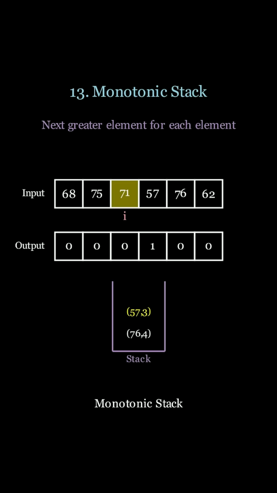Now I go to 71. 57 is smaller than 71, so I pop it off the stack. However, 76 is greater than 71, so I could use it for my result. I add 71 to the stack and I move along. 75. 71 is smaller than that, so I pop it off the stack, but 76 is greater than it, so I could use it as my result. Let's add 75 and go to 68. 75 is greater than 68, so I could use it as my result, so let's do so.